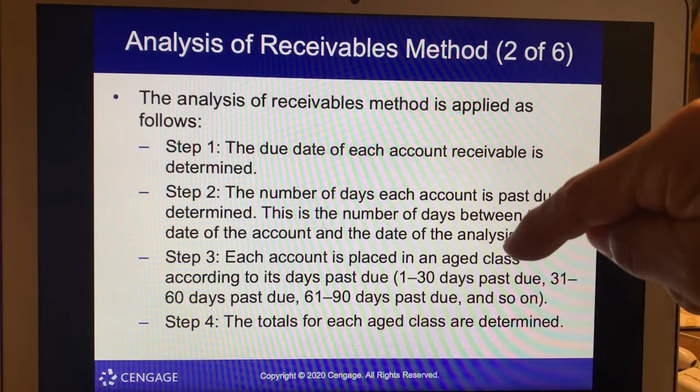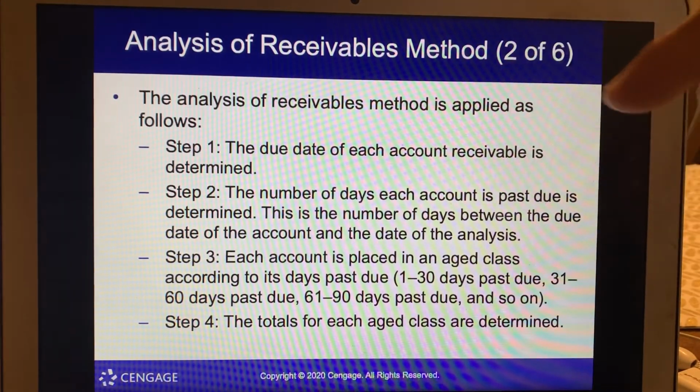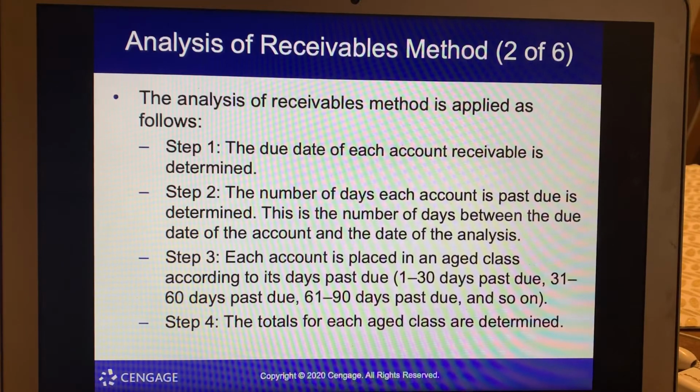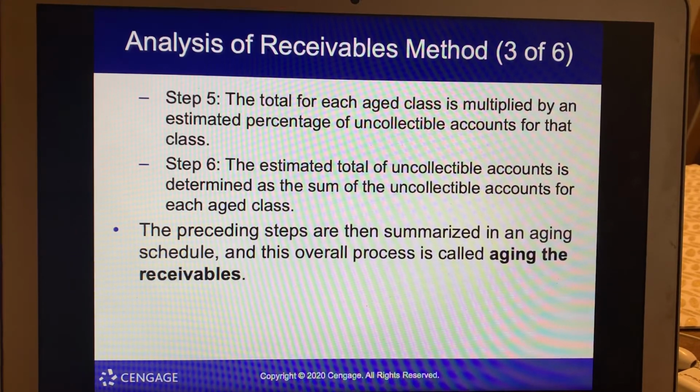So it'll be 0 to 30, 31 to 60, 61 to 90, and then usually they say 90 to 120. At least at NAPI they do 91 to 120, and then anything after that they go into notes receivable. And then step 4, the total for each age class is determined. Step 5, the total for each age class is multiplied by an estimated percentage of uncollectible accounts for that class. And step 6, the estimated total of uncollectible accounts is determined as the sum of the uncollectible accounts for each age class. The preceding steps are then summarized in an aging schedule, and this overall process is called aging the receivables.